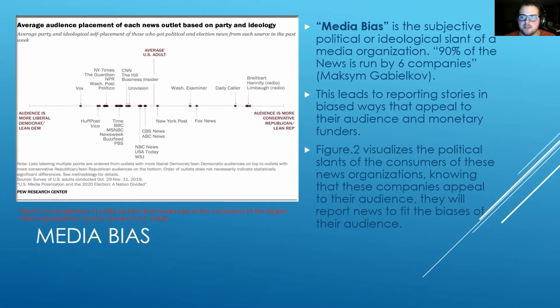This leads to reporting stories in biased ways that appeal to their audience and monetary funders. When they're reporting a story, they have to be careful, think about who's funding them, what their goals are, and also think about their audience because they don't want to lose their audience. So they will report stories based on their funders' and their audience's biases, right? Figure 2 visualizes the political slants of the consumers of these news organizations. Knowing that these companies appeal to their audiences, they will report news to fit the biases of their audiences.